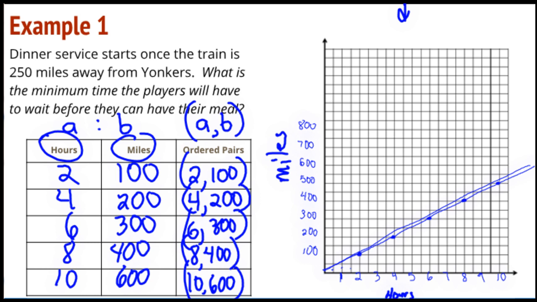Well, here is 100, here's 200, and I was counting in between, so there's 150, so there's 250, and if I follow 250 over, I can see that it crosses my line right there. I can see that 250 miles is equal to 5 hours.